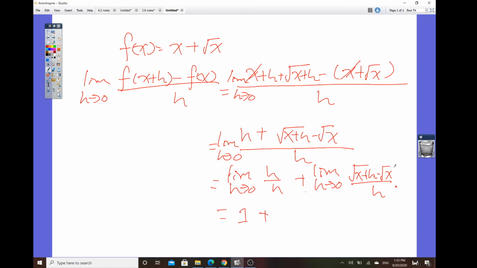For this one, we just multiply the top and the bottom by the conjugate. The conjugate is root x plus h plus root x. Okay, top and the bottom. So root x plus h plus root x. So for the limit, this one can be written as x plus h minus x all over h times the conjugate.